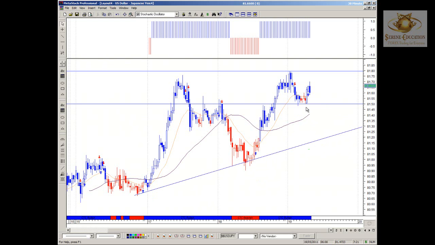So a break and close lower than 81.45 for this time frame will definitely see a chance for downside movement. However, if it can still stay in this band here and trade higher during the course of the US session or later this morning in the European session and break 81.80, then we should be looking for opportunities to the upside.